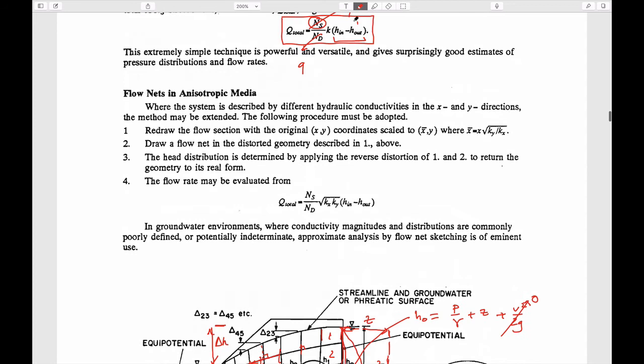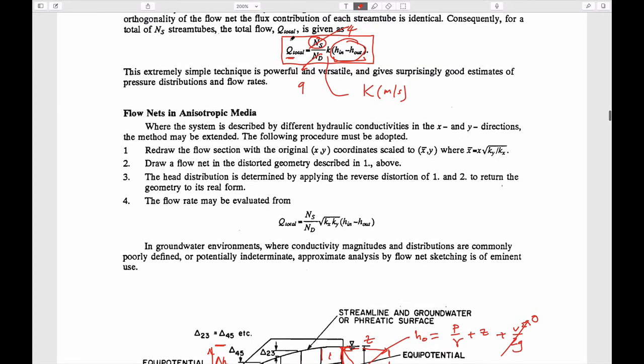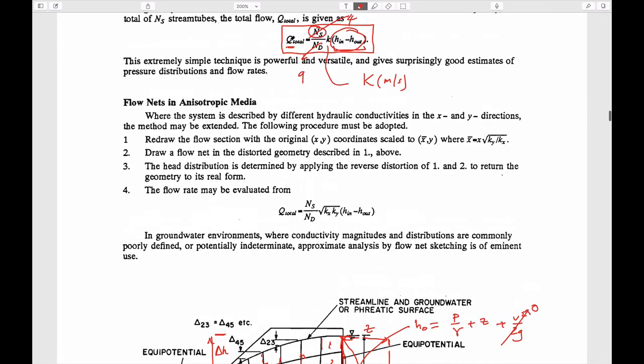And so you know this. And if you know this coefficient of hydraulic conductivity, which is meters per second, then immediately you get the flow rate through this. So it's an incredibly powerful technique. You might not need to study it too heavily for what's coming up, but it's an incredibly powerful technique.